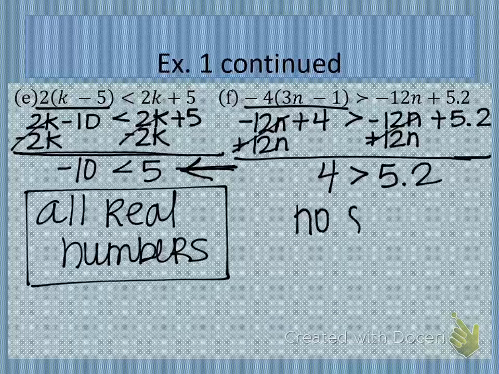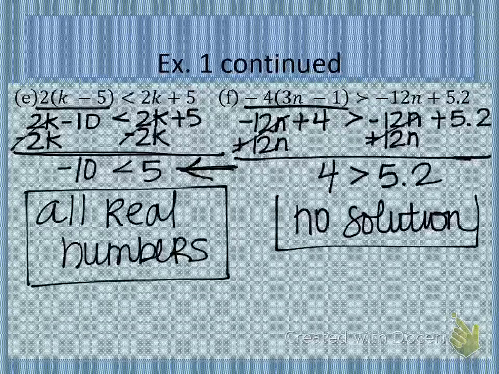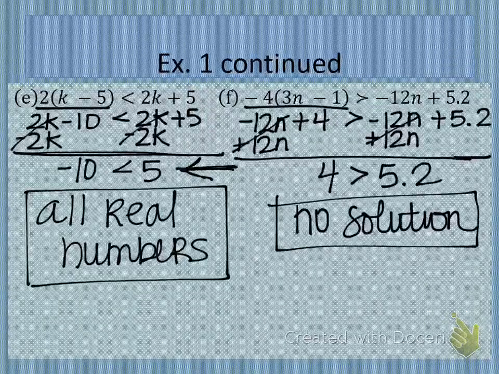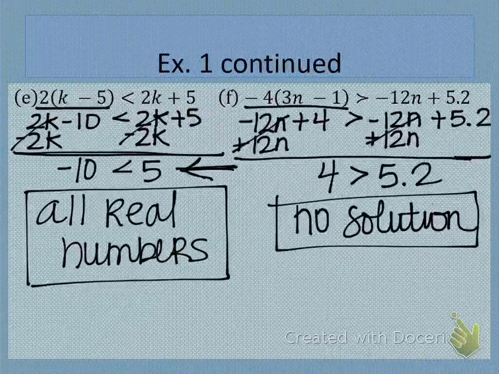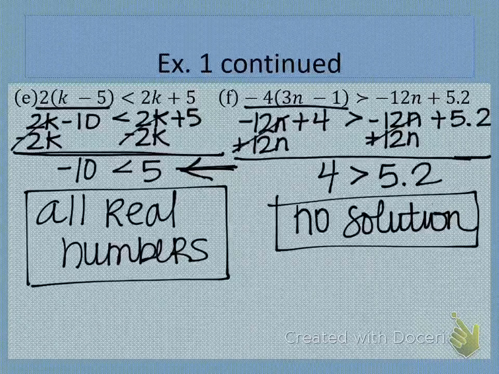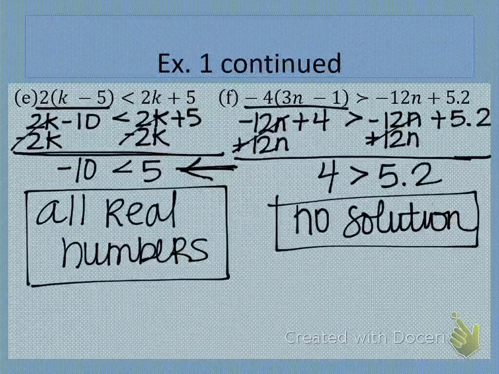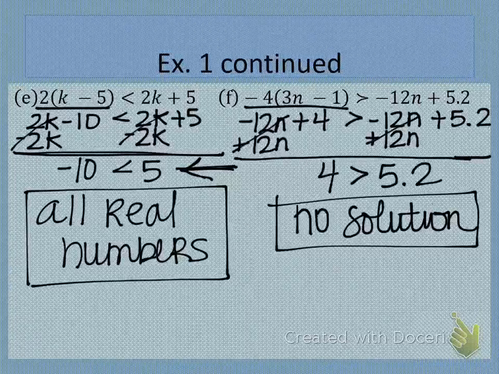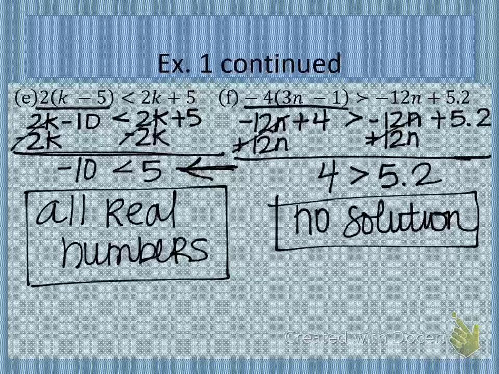How about no solution? All right, that one looks just like equations. When the variable is gone and the statement is false, it's no solution. Are there any questions? Yes. Anytime the variable is crossed out and the statement is true, it equals all real numbers. If the variable's gone and the statement is true, it's all real numbers. If the variable is gone and the statement is false, it's no solution.